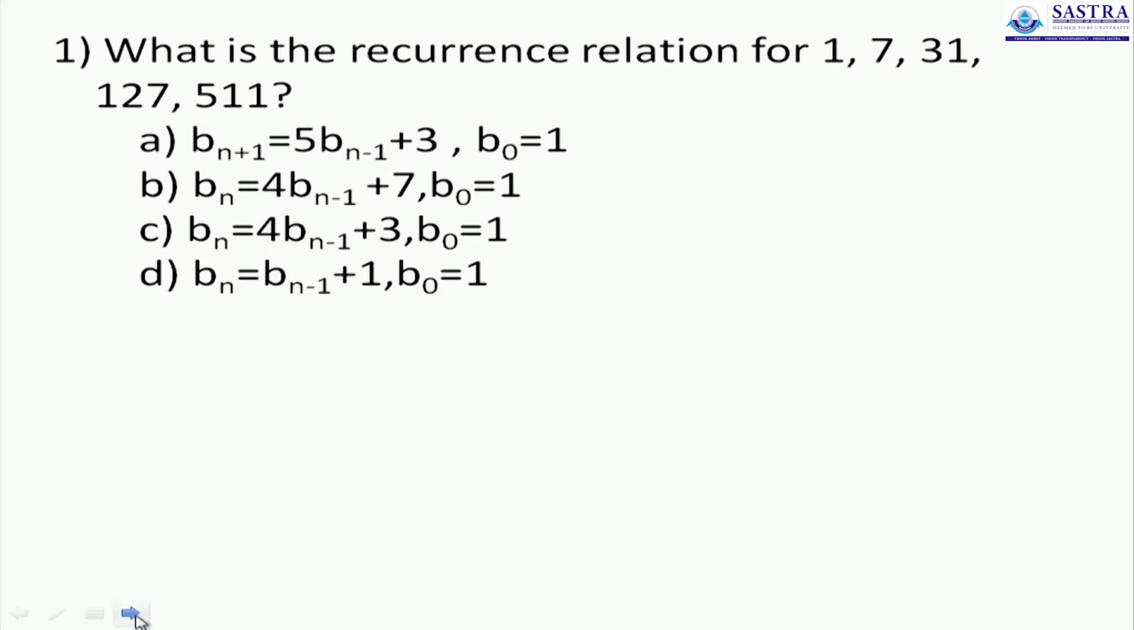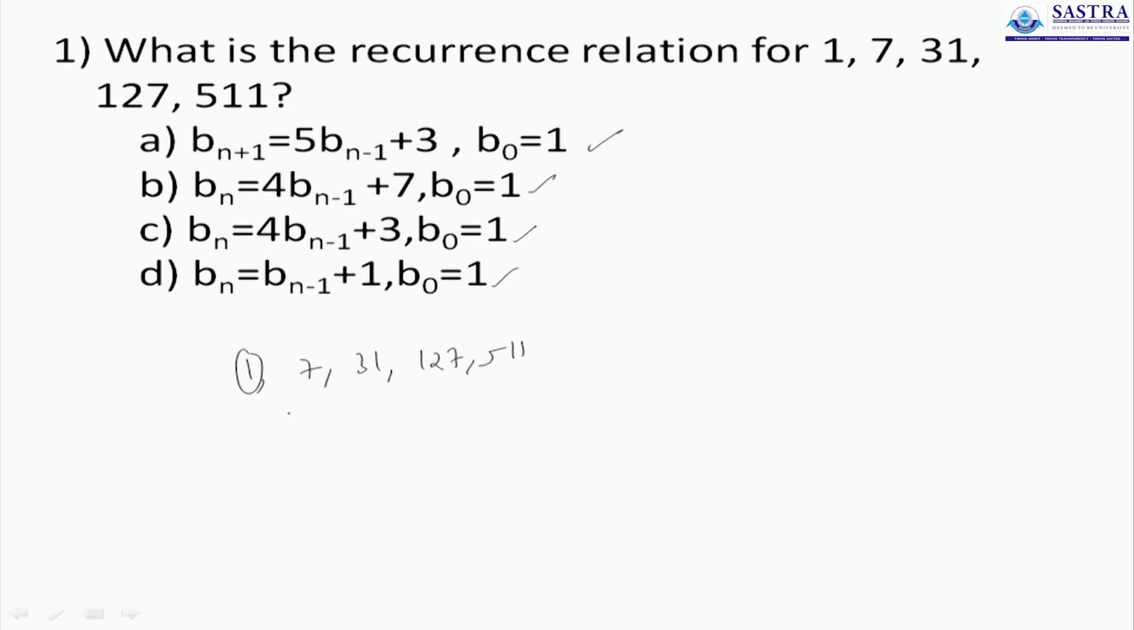We have a sequence here. The sequence is 1, 7, 31, 127 and 511. We're trying to find the corresponding recurrence relation here. The first term is 1, so all of them have b naught as 1. That's all right. Which of these options is right? Now let's have 1, 7, 31. There is no hard and fast rule to guess the recurrence relation here. It only works on a trial and error basis.